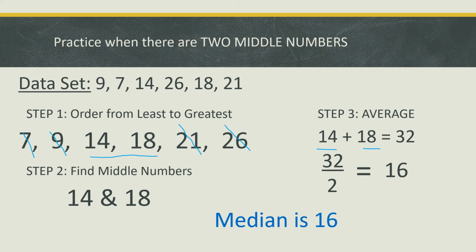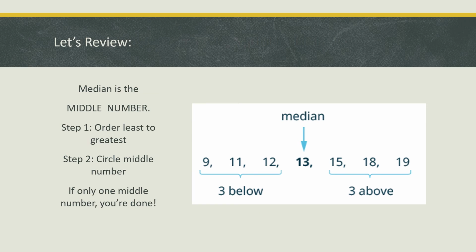Okay, so let's review. Median is the middle number. Think about the median in the middle of the road. Median is the middle number. What you have to do, step 1, you must order from least to greatest. Once you've ordered from least to greatest, work your way in and circle the middle number. You can see an example right here. There are 3 numbers below 13 and there are 3 numbers above 13. Therefore, 13 is the median number.